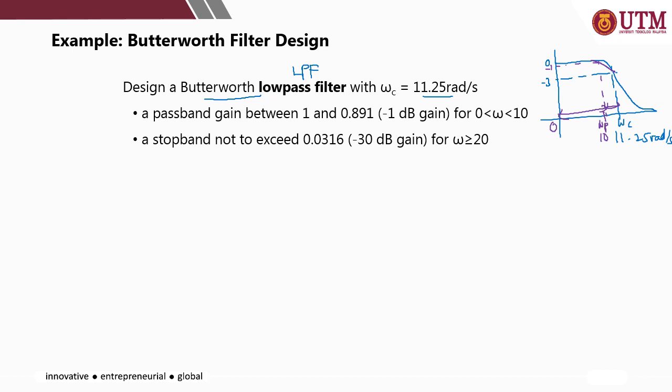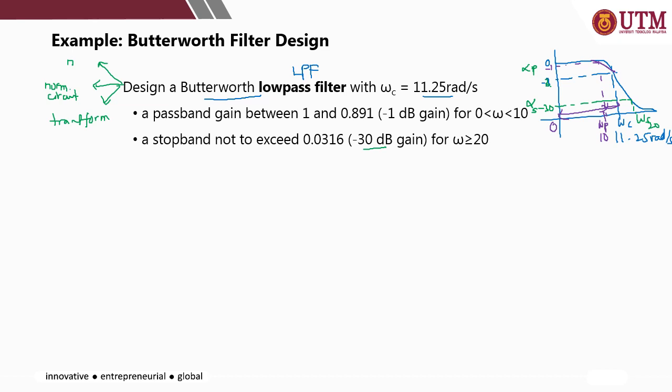Here is your omega s equal to 20 radian per second, and the gain or the attenuation is -30. This is your alpha s, this is your alpha p, and this is your cutoff frequency. Okay, so design a Butterworth filter. The steps to design: first you need to get the filter order number, then get the normalized circuit, then get the transformation.